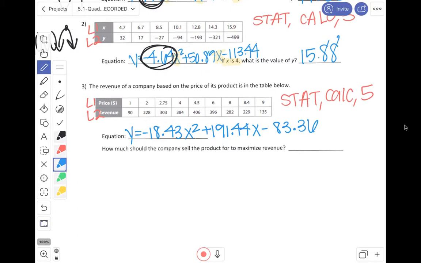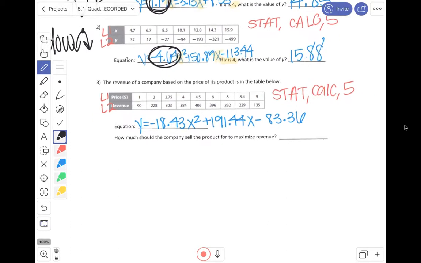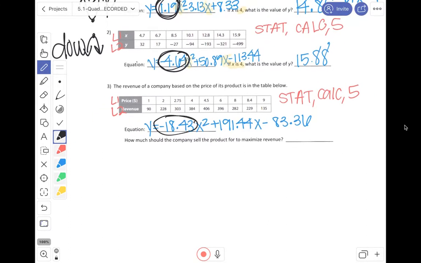And it says how much should the company sell the product for to maximize revenue. We want to maximize the revenue. Well, if you notice, let's look at the properties of this. This is going to be facing downward because of the negative A. So if it's facing downward, this is a max, the vertex is a max, is right here. So to maximize revenue, I just need to find the vertex of this parabola. That would be the best thing to do. And you can do that on your calculator.